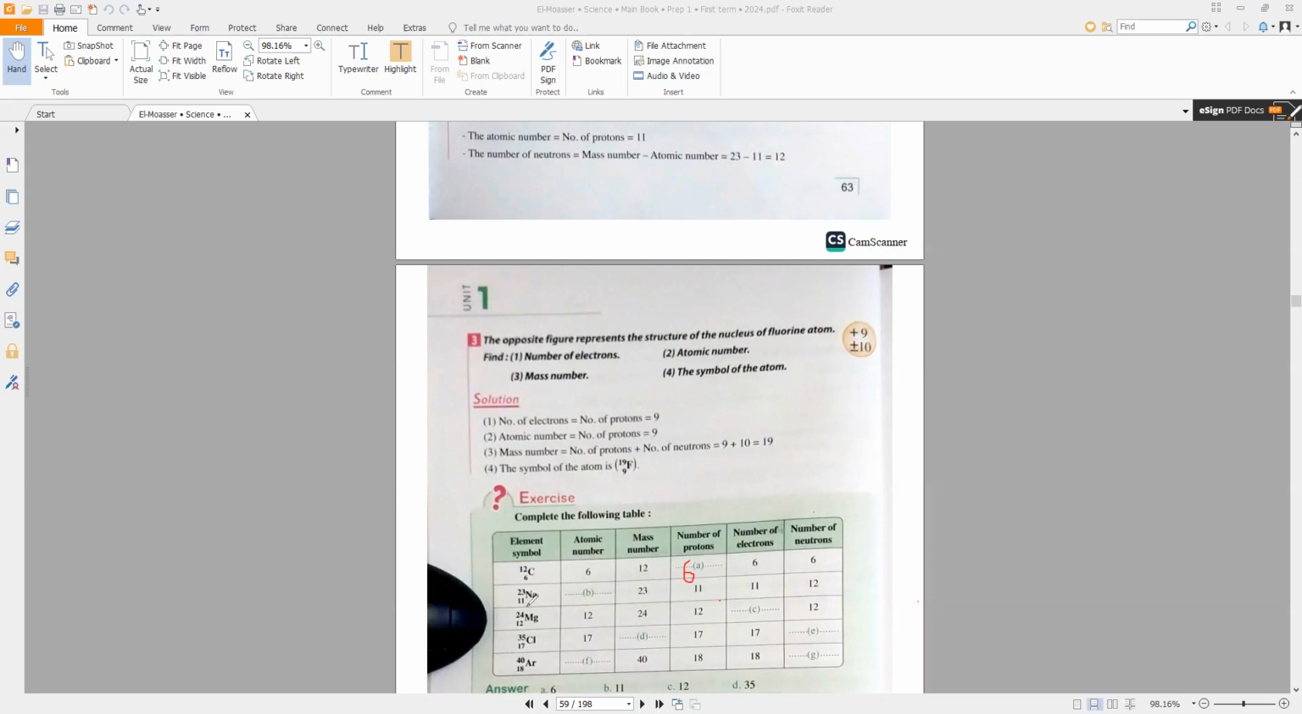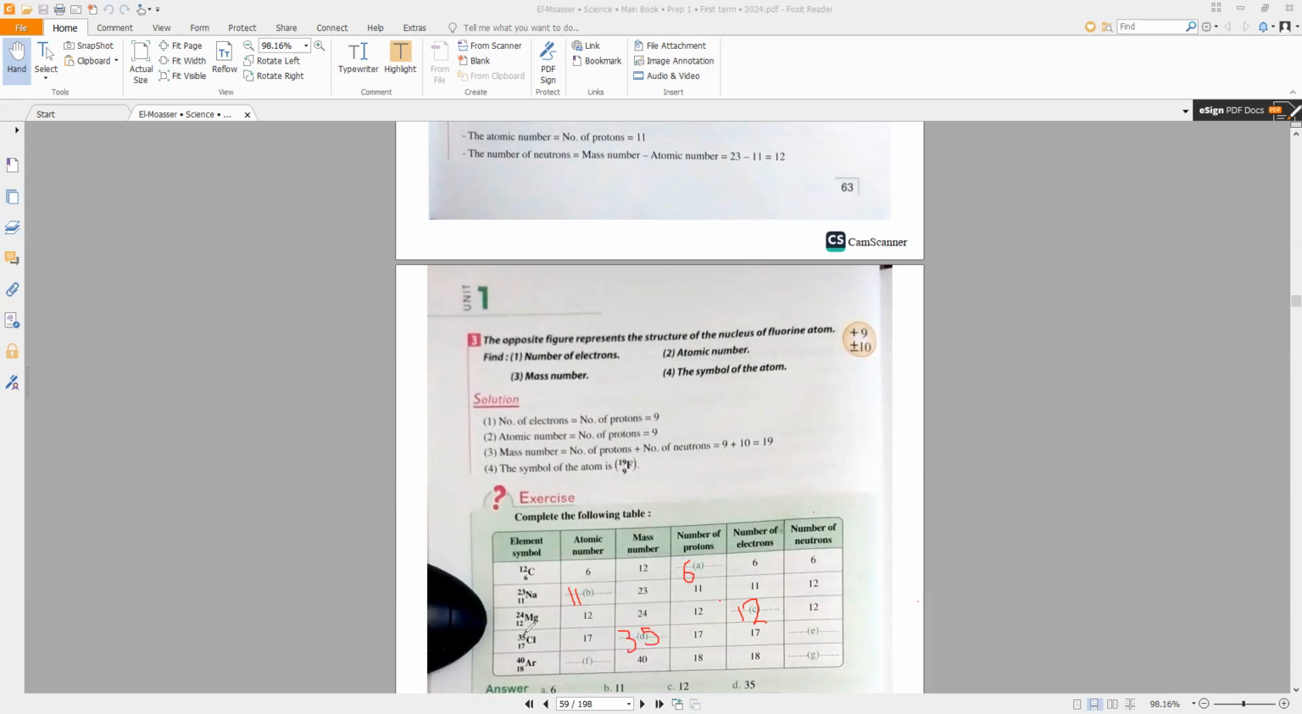Number 2, sodium 11 23. The atomic number is the number written below the symbol, so it is 11. The mass number is the number written above, so 23. The number of protons equals the atomic number, 11. The number of electrons is 11. The number of neutrons is 12. Magnesium 24: atomic number is 12, mass number is 24, number of protons 12, number of electrons equals number of protons, so it is 12, and number of neutrons is 12. Chlorine 17 35: the atomic number is 17, mass number 35.